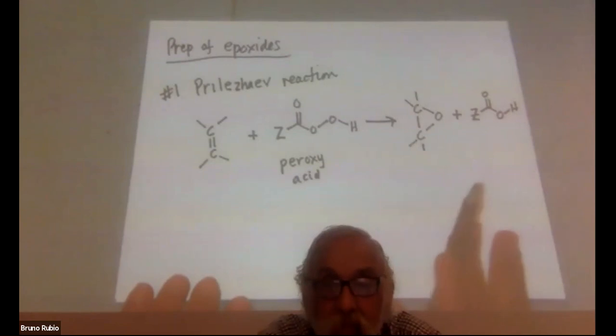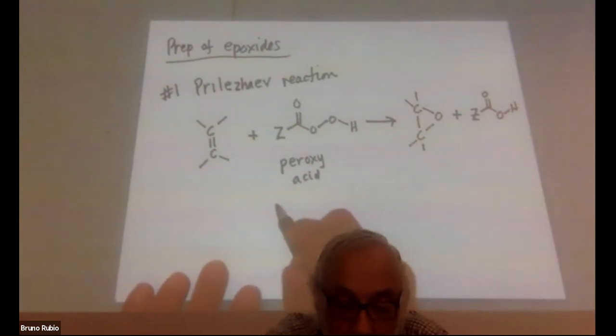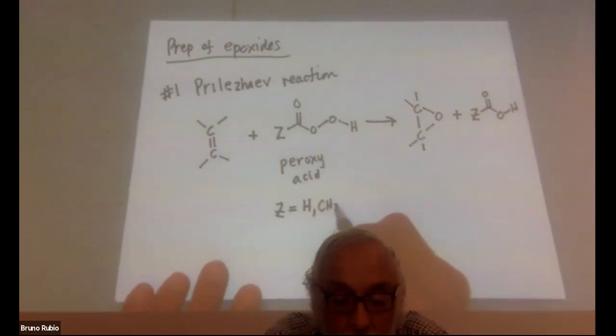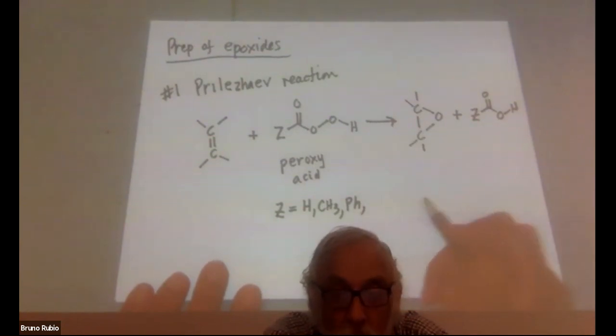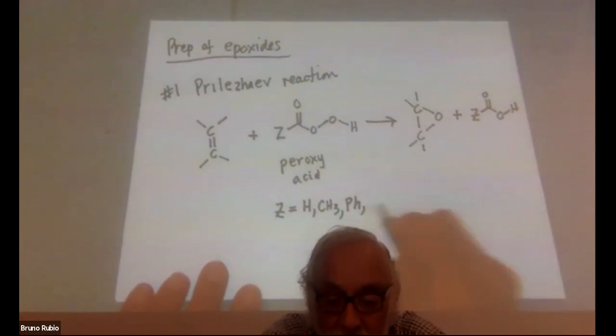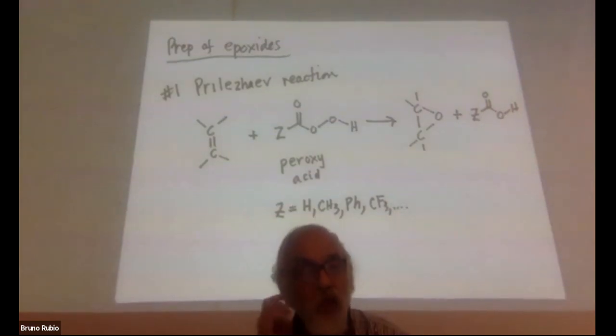That's not the business end of the molecule. So this Z could be a hydrogen atom, it could be a methyl group, it could be a phenyl group, it could be all kinds of other fancy stuff, fancy phenyl groups. It could be a trifluoromethyl group. It could be a lot of stuff. That's not the business end of the molecule.